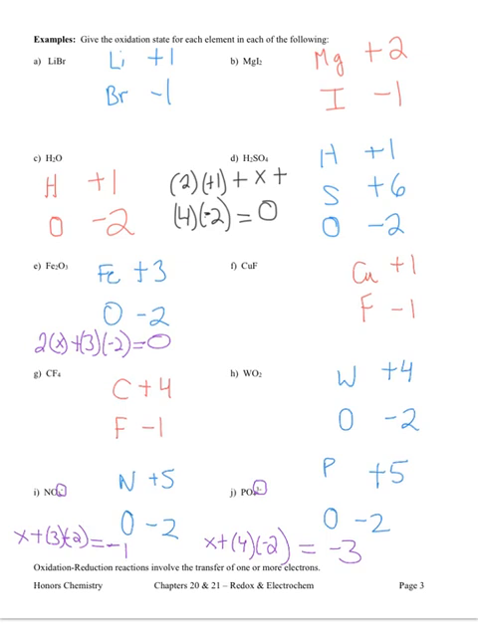So we said that oxidation reduction reactions involve the transfer of one or more electrons. One substance is losing the electrons, the other substance is gaining the electrons. So we're going to use these oxidation states that we just practiced in order to figure out what is getting oxidized, what's getting reduced, and what's happening to the electrons.